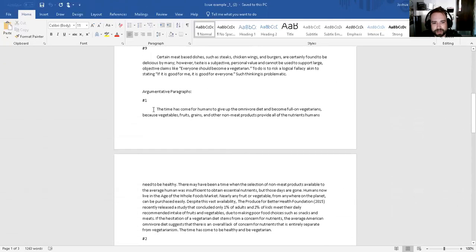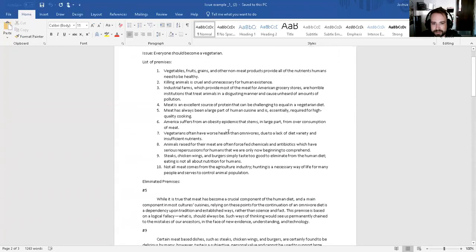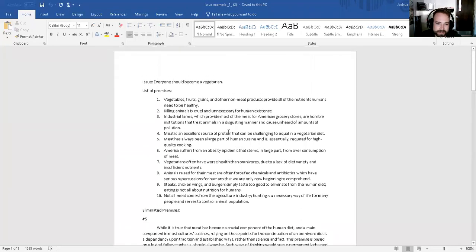If, for example, my first topic sentence here is the time has come for humans to give up the omnivore diet and become full-on vegetarians because vegetables, fruits, grains, and other non-meat products provide all of the nutrients humans need to be healthy. If that's my topic sentence, if I've taken a premise and I've applied that as my topic sentence, my whole paragraph should be building on that idea that vegetables, fruits, grains, and other non-meats can give us all the nutrients. Please try to avoid stringing together series of premises.